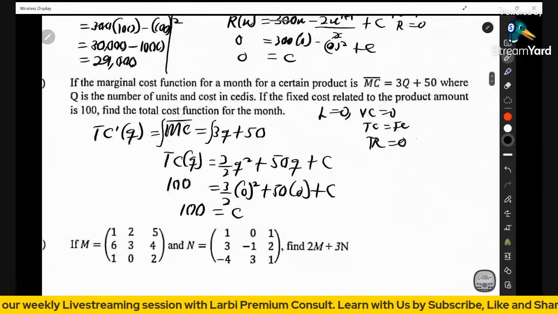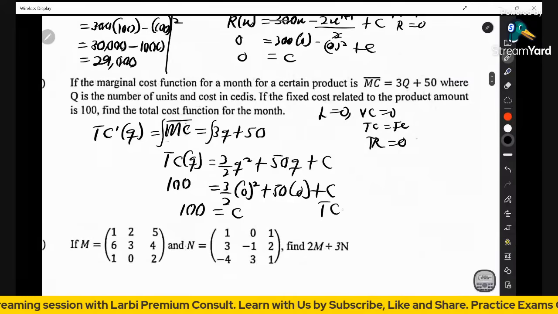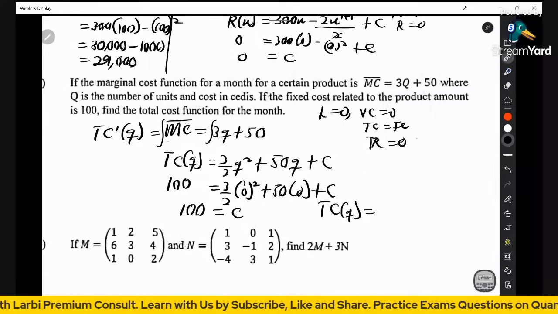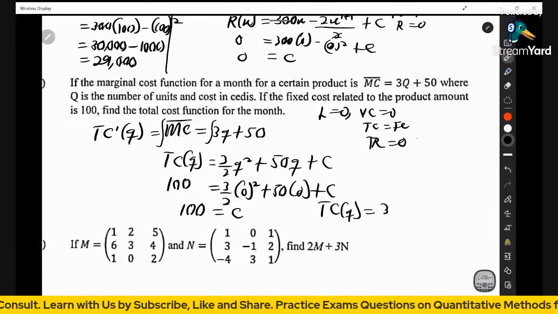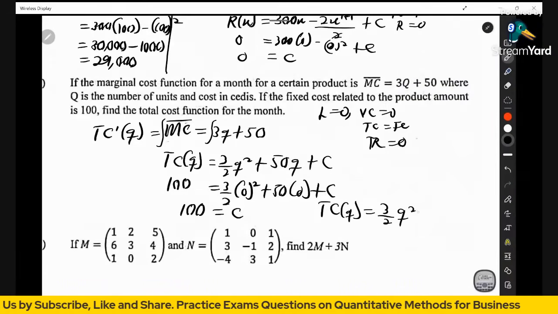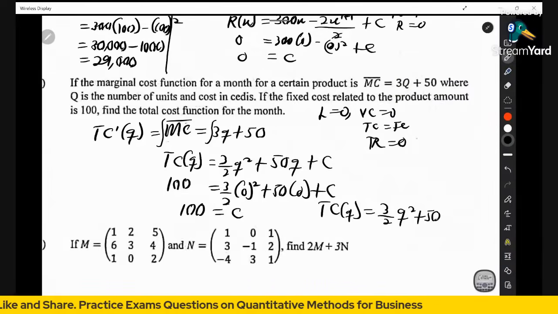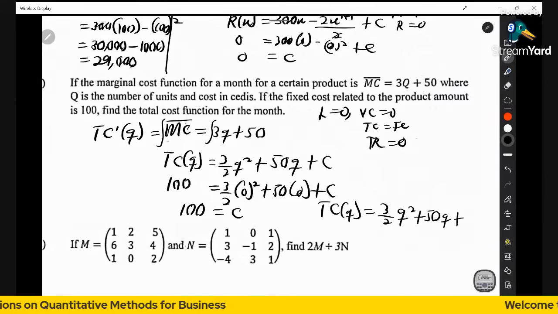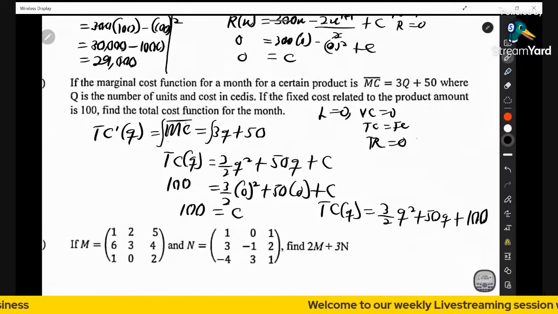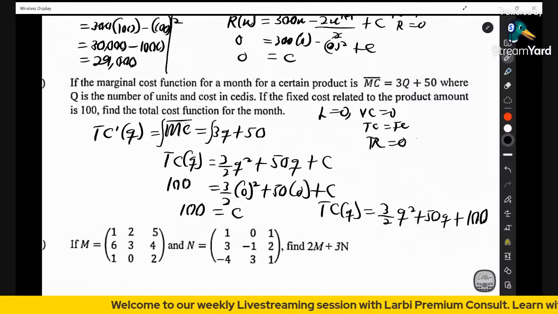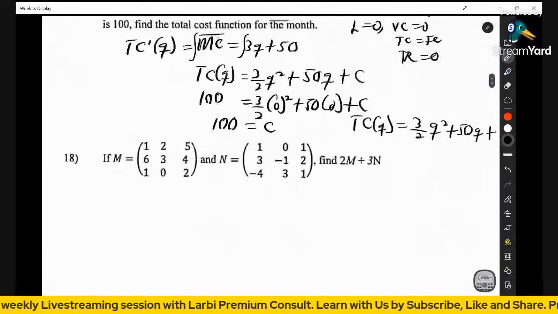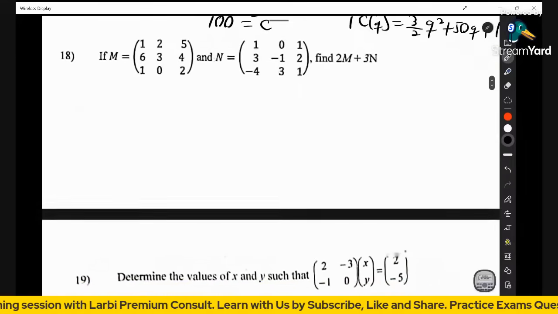So therefore, our total cost function of q should be equal to 3 over 2 q square plus 50q plus the c, which is 100. So this becomes our total cost function, because at the production level of 0, our total cost goes to our fixed cost. That is the assumption we are using here, and that will help us to find our total cost function.